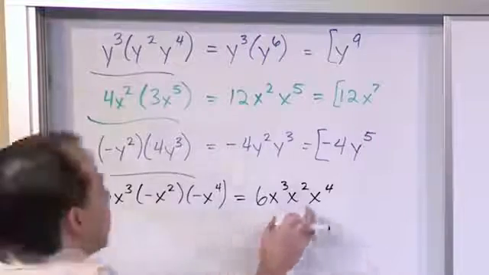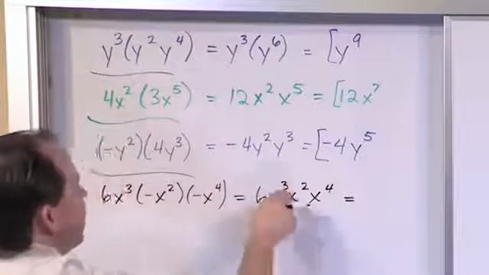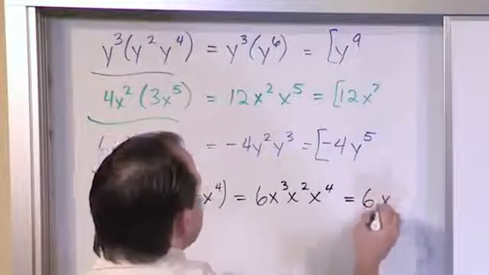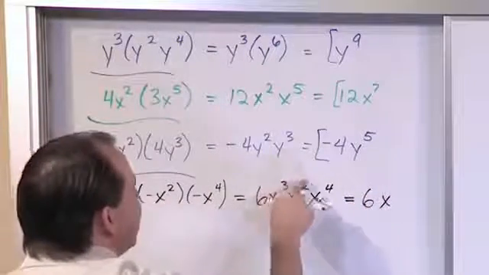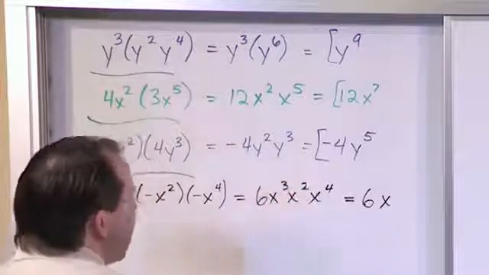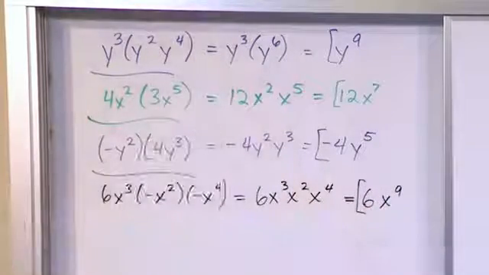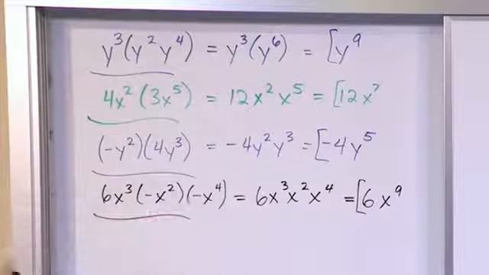Now when we look here, we see, well, we have x cubed, x squared, x to the 4th. X is the same in each case, so we can keep that along. And we can just simply add the exponents together. So 3 plus 2 is 5, 5 plus 4 is 9. So we have 6 times x raised to the power of 9. All right, so not too bad.